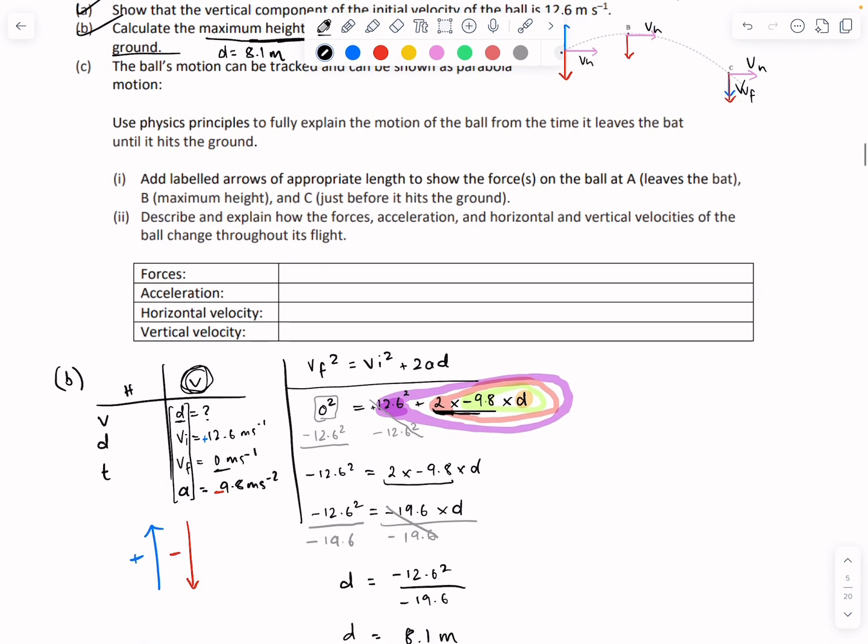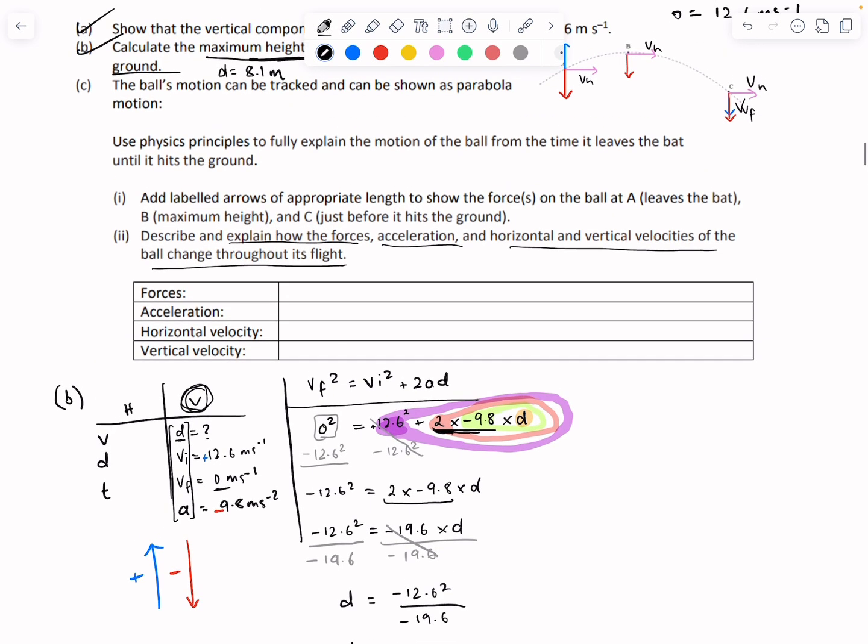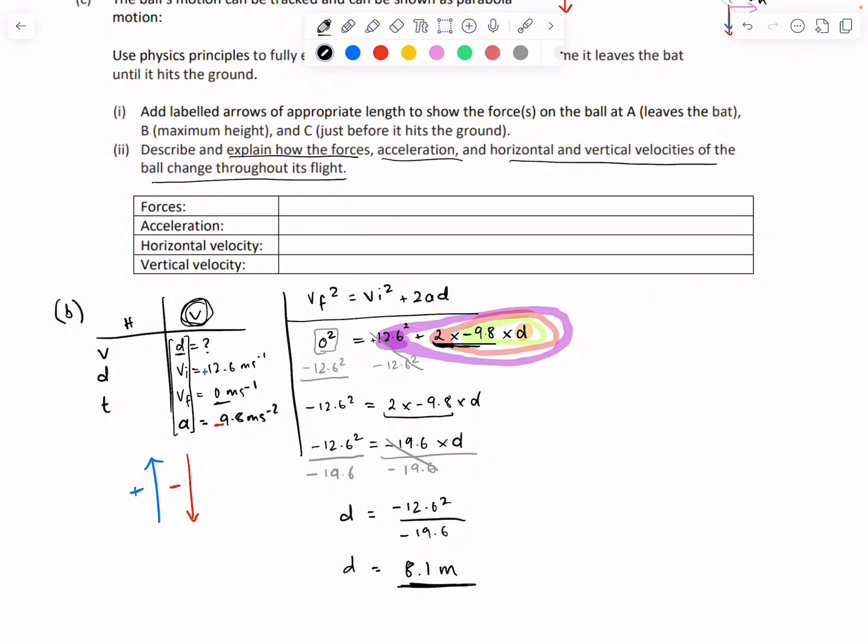The next thing I want to do is describe and explain how the forces, acceleration, and horizontal and vertical velocities of the ball change throughout its flight. We've already kind of discussed this, so I'm just going to talk through it again, and you can take your own notes. Forces: there are no horizontal forces, because gravity only works in the vertical plane. In terms of acceleration, this is 9.8 meters per second squared downwards. Horizontal velocity is always going to be constant, because gravity doesn't impact it.